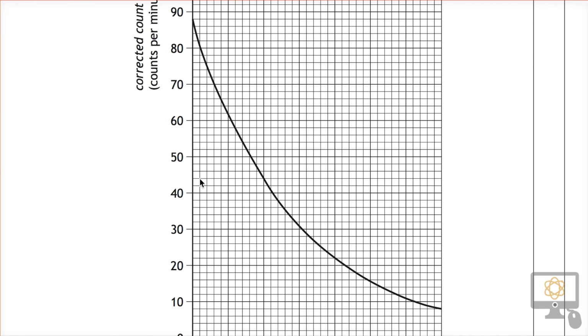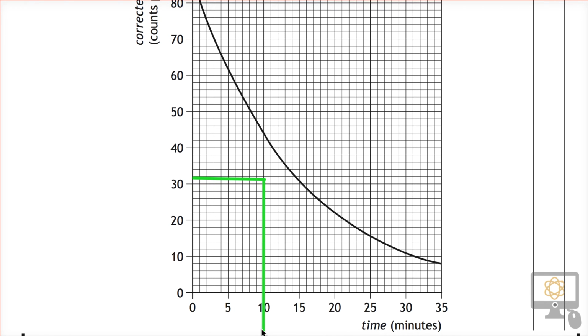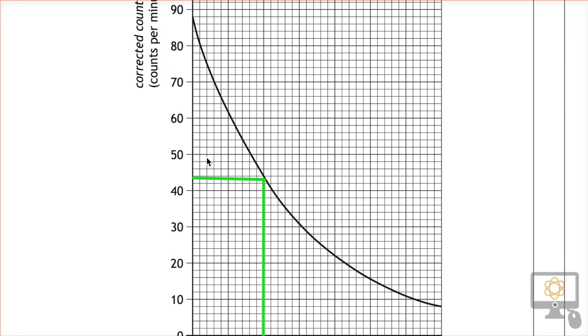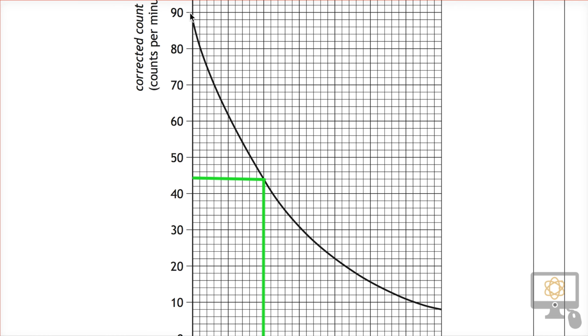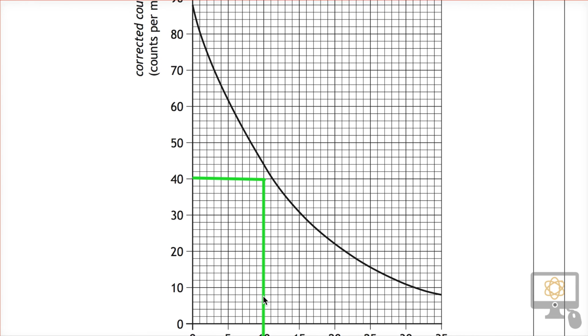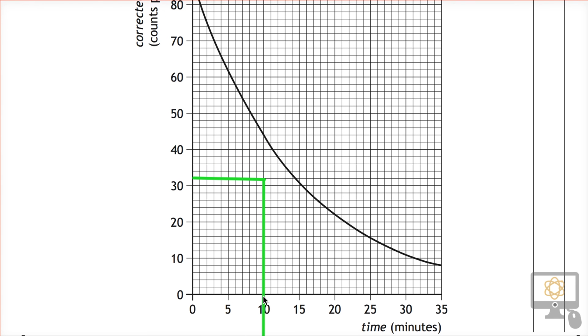can draw a line across from 44, just here, to where it hits the graph, and then we can draw a line down to the bottom, and we can see that that line lines itself up with the number 10, and that's 10 minutes. And so effectively what that means is whenever the activity falls to half its original value, which was from 88 down to 44, that process takes, as we can see here, 10 minutes. And so therefore our half-life is 10 minutes.